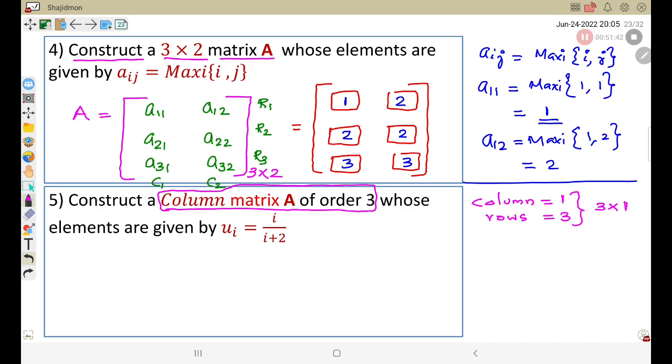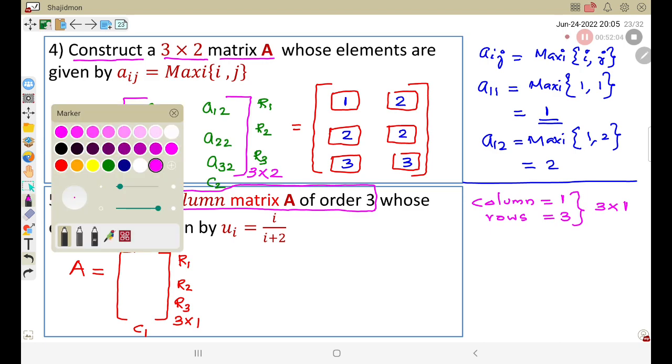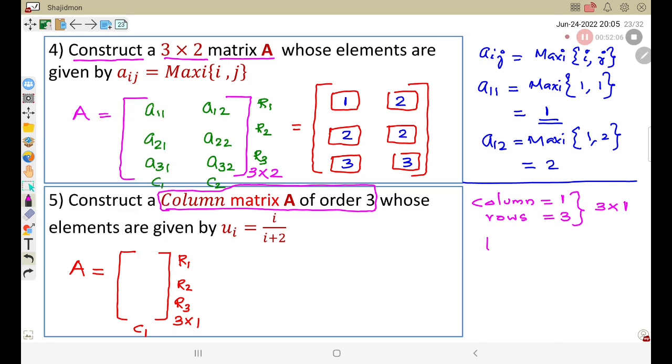Okay, this question is a little tricky, so be careful. Construct a matrix, we are calling it A. It should be a 3 by 1. 3 by 1 means column number is only 1, but rows are 3. Row number 1, row number 2, row number 3, correct? 3 rows but 1 column. Whose elements are given by ui. Keep in your mind, ui equals i divided by i plus 2.